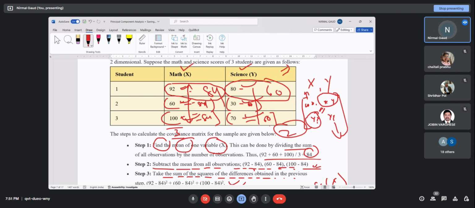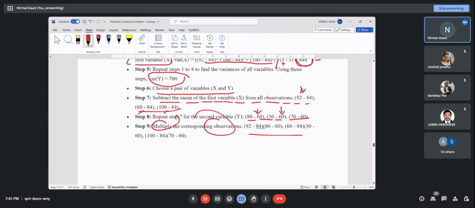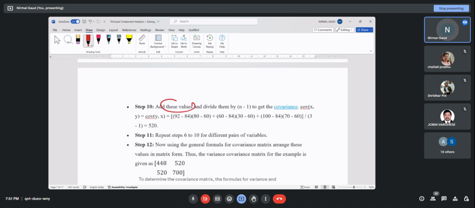This is not different from variance. In variance you were squaring and then summing. Here, instead of squaring, you are calculating the multiplication of the corresponding values. So subtract the mean from the values and multiply each of them. After doing this, multiply these and add these values and divide by n minus 1. Obviously 3 minus 1 will be 2, so divided by n minus 1, that is 2.